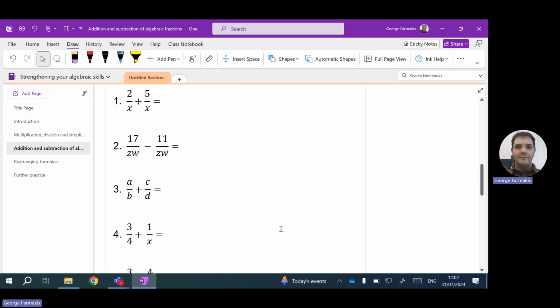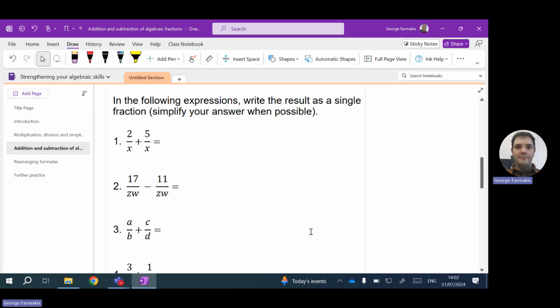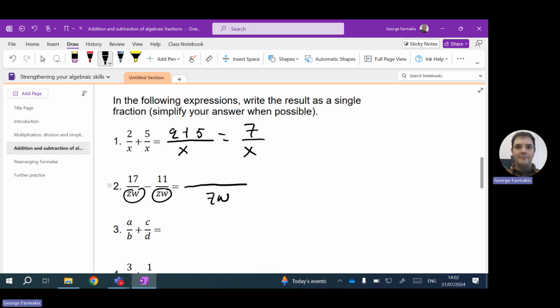So let's say we want to add 2 over x and 5 over x. Here, because we have same denominators, we can just write the fraction with denominator x, and then we just add the numerators. So this is just 7 over x. What about the second fraction? So here we subtract 11 over zw from 17 over zw. Again, the denominator is the same, so we keep the denominator as it is, and we just subtract the numerators. So this is just 6 over zw.